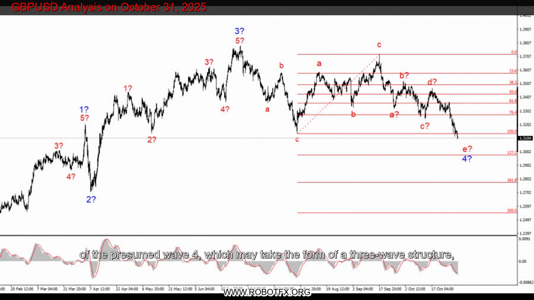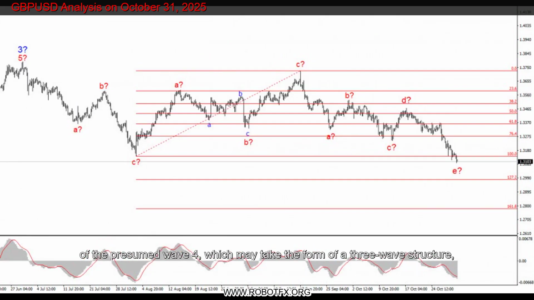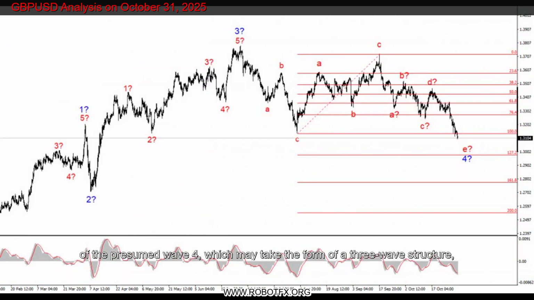The downward wave structure that began on September 17 appears to be forming a five-wave pattern, though theoretically, it could develop into something longer and more complex. Personally, I'm expecting a rise in quotes regardless of the specific wave count.